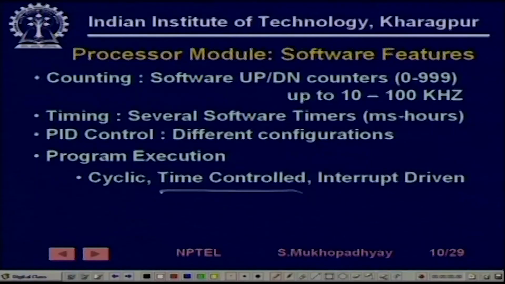Apart from that, you could have time controlled executions, where certain operations will start after certain times, either absolute times or relative times, that is start the pump after 30 seconds of opening the valve. This kind of controls can be executed. So, exactly 30 seconds after. So, this execution is timer controlled or time controlled, or it could be interrupt driven.